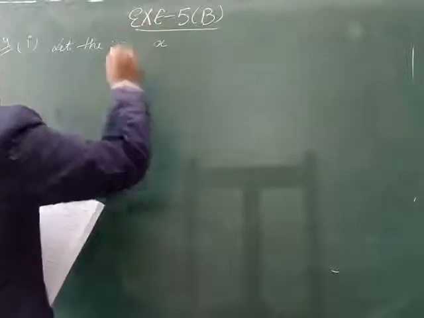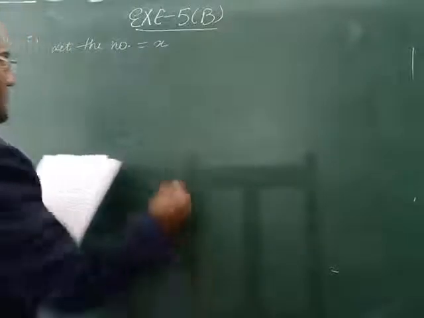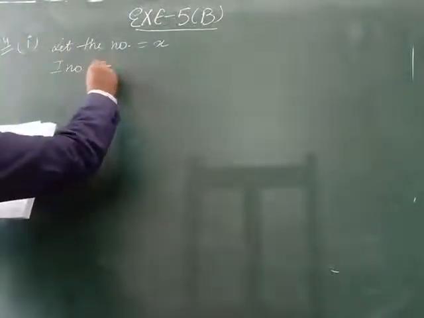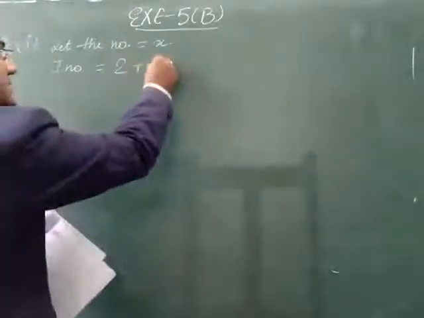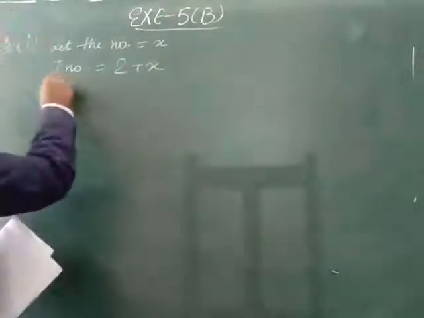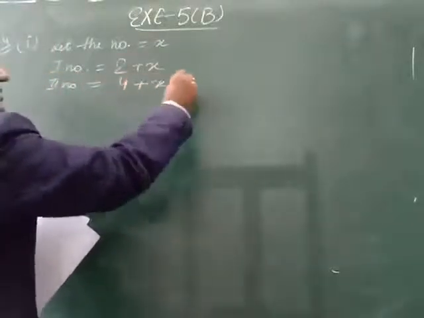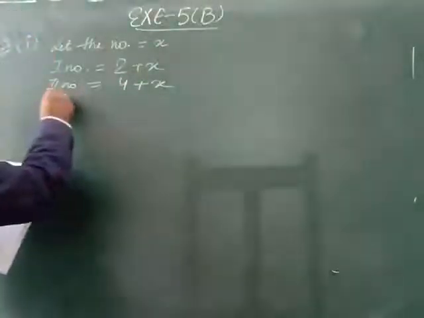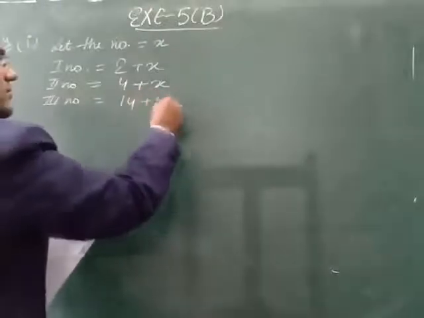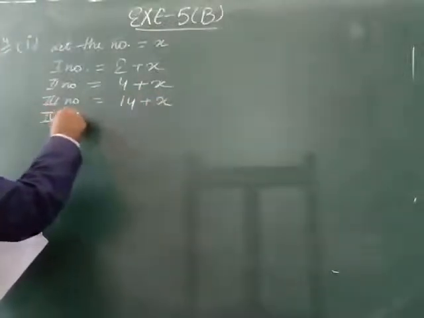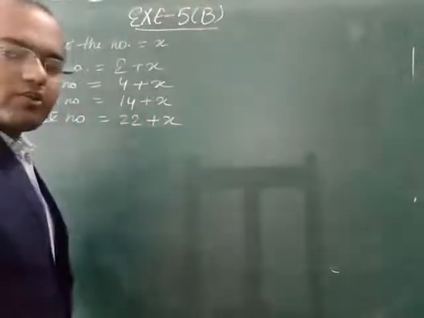be x. Now in the 4 numbers we add x. So the first number, earlier it was 2, when we add x it becomes 2 plus x. The second number was 4, when we add x it becomes 4 plus x. The third number 14, when we add x, becomes 14 plus x. The fourth number 22, when we add x, becomes 22 plus x.